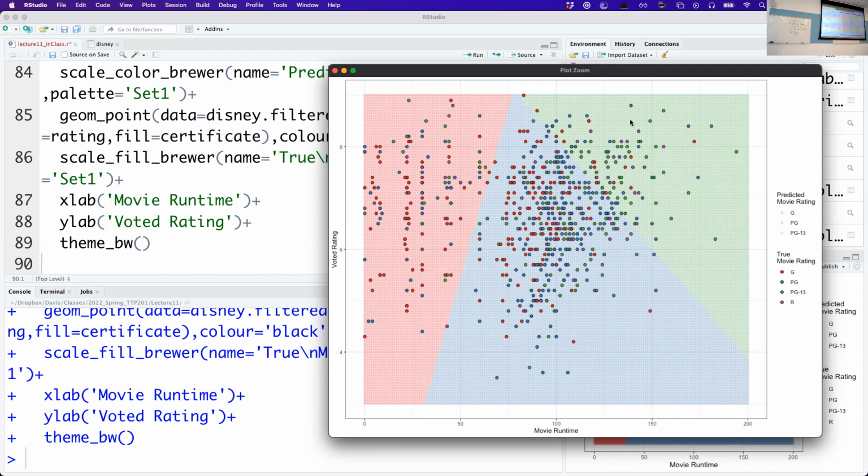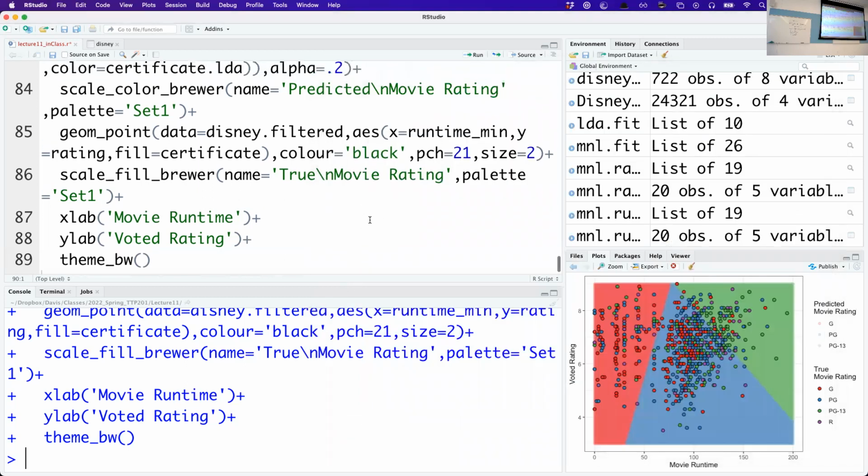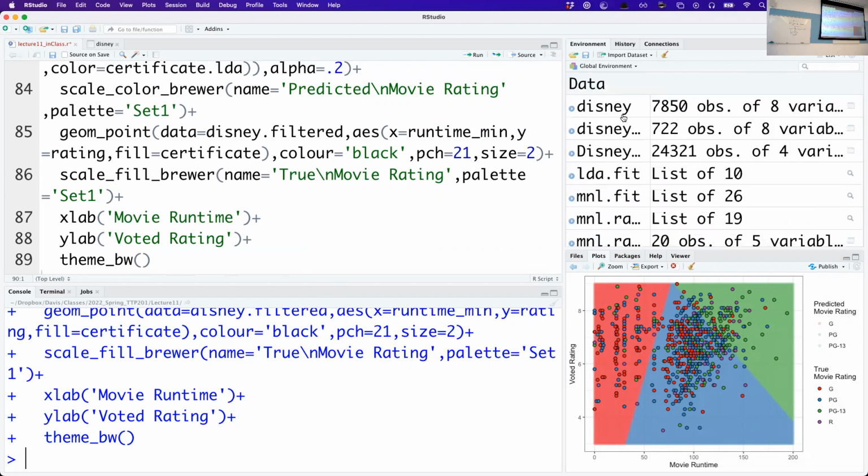Yeah. Do I have that explicitly calculated? Let me take a look here. If I click Disney.new, where are you? Is it this one?